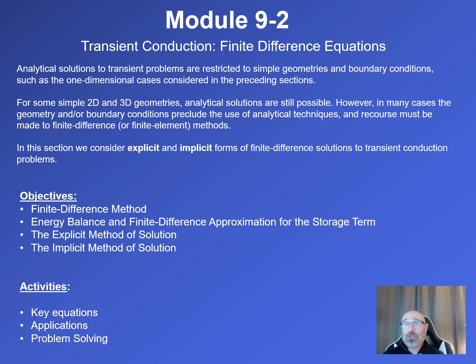So now moving on to Module 9.2, we'll be dealing with transient conduction, looking at finite difference equations. The thing we want to talk about now is the fact that analytical solutions to transient problems are restricted to simple geometries and boundary conditions, such as the 1D cases that are considered in the preceding section. So these are really simple cases to really understand that theory and see how we apply our equations there.